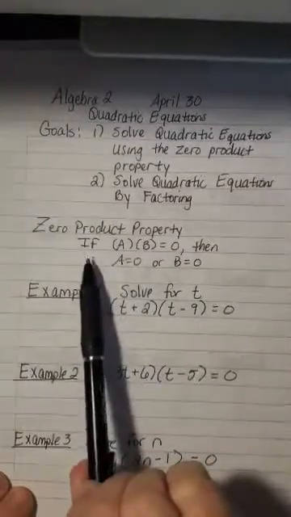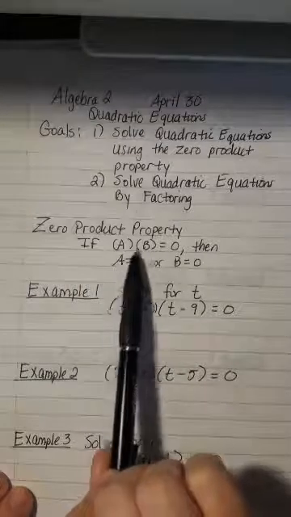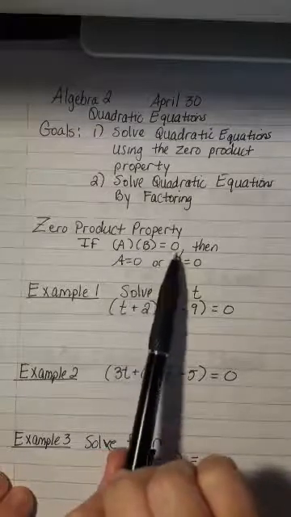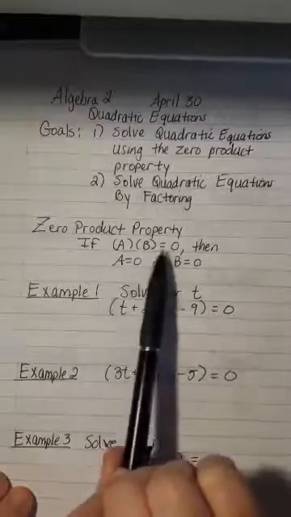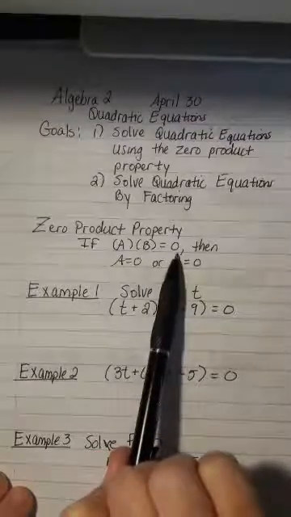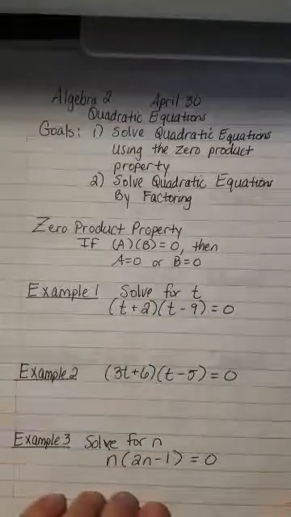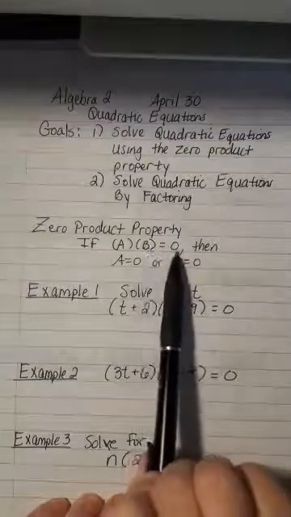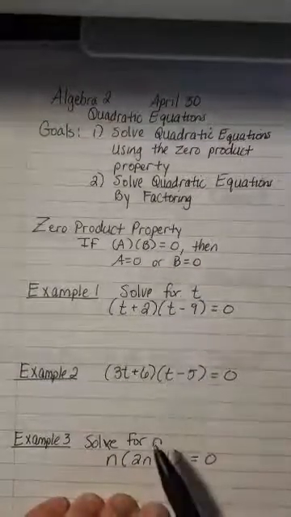So what we're looking at is if you multiply two things together, let's just use A and B to represent numbers that you're multiplying together, and your answer is 0, then you know one of those numbers had to be 0, because the only way to get 0 for an answer when you're multiplying is for one of the factors to be 0. So that's what the zero product property tells us. If A times B equals 0, then we know A equals 0 or B equals 0.